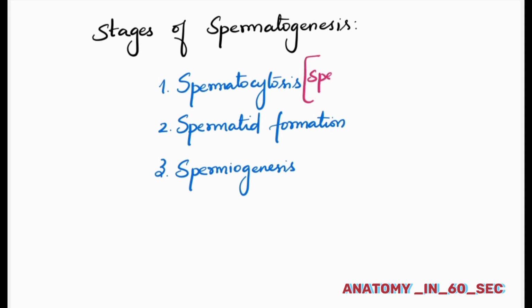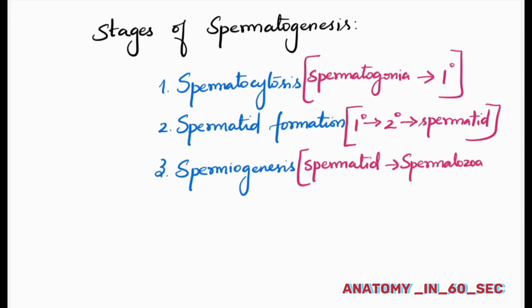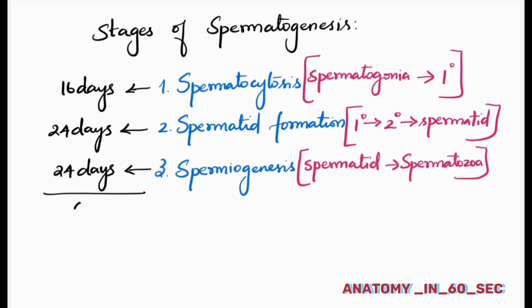Spermatocytosis is actually the spermatogonium getting converted into a primary spermatocyte. In spermatid formation, the primary spermatocyte is converted to secondary and the secondary spermatocyte is converted into a spermatid. In spermiogenesis, the spermatid is getting converted into a spermatozoa. The time period for the first stage is 16 days, second is 24 days and third is 24 days. In total it takes 64 days.